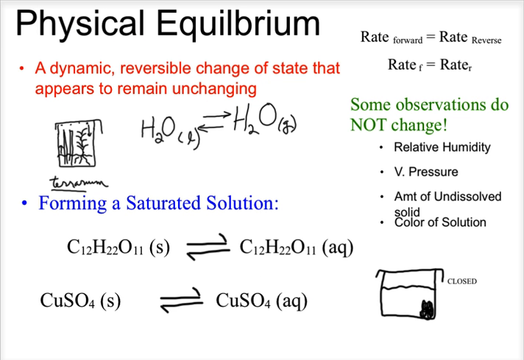Again, not only chemical changes, but physical changes are reversible. And there's all kinds of examples here given, but the important thing is that when a system is at equilibrium, we have a forward and a reverse reaction rate that are equal. When those reaction rates are equal, it's important to remember that even though a lot of the observations don't change, humidity, vapor pressure, amount of solid, color, there is a dynamic situation. In other words, there is constant forward and reverse motion.